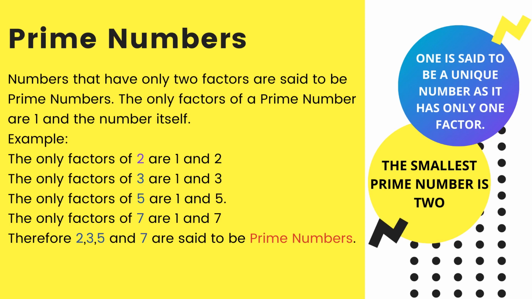The number 2 has only two factors, 1 and 2. Number 3 has factors 1 and 3. Similarly, numbers 5 and 7 have only 1 and the number itself as their factors. Therefore, we can say 2, 3, 5 and 7 are prime numbers. It is to be noted that 1 is a unique number as it has only one factor. The smallest prime number is 2.